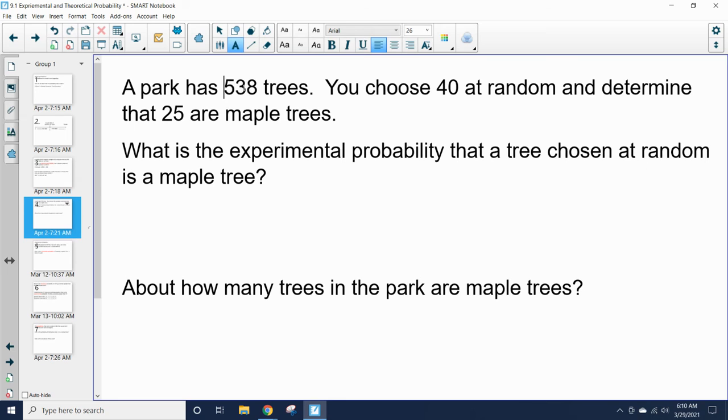A park has 538 trees. You choose 40 at random and determine that 25 trees are maple trees. What is the experimental probability that a tree chosen at random is a maple tree? So once again, same idea. Actually, if you want to pause the video here, you can take a moment and see if you can solve this one for yourself. I think you could do it pretty easily.